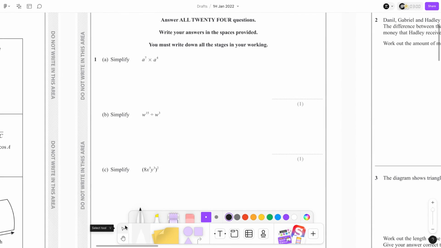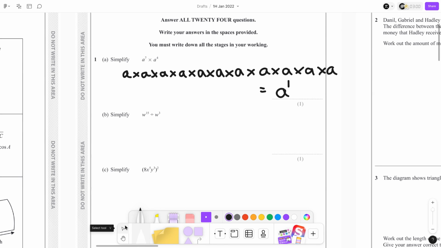So the first question, a to the 7. Another way of writing that is a times a times a times a times a, and then we times a to the 4. So we can quite clearly see that that's a to the 11. Going forward we will just add the indices to make that work, but you can see from that why that is the case.